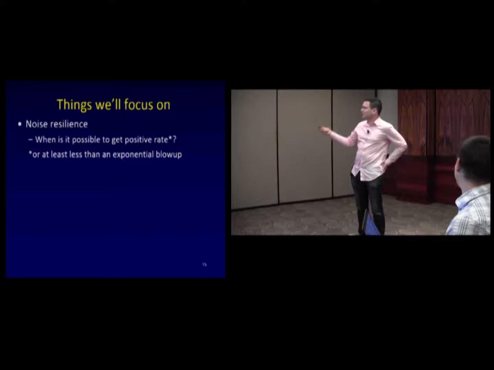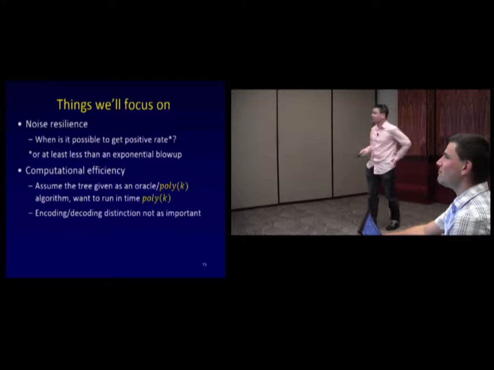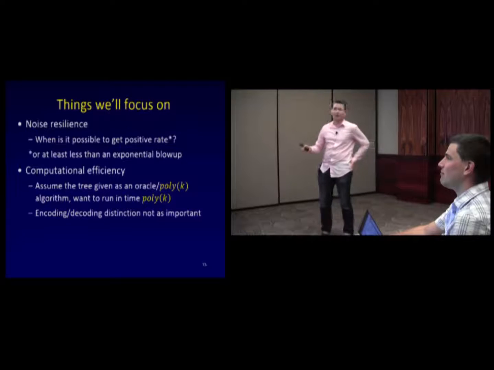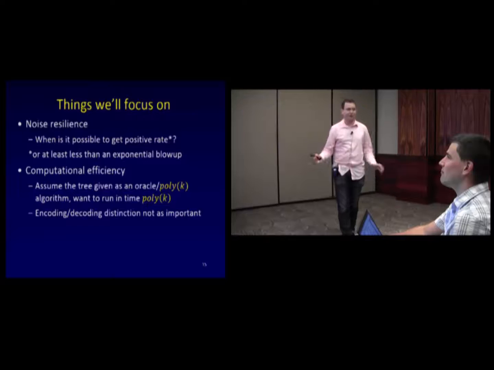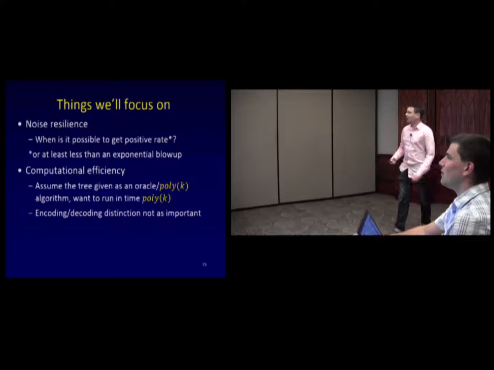So it's basically, when is it possible to avoid at least an exponential blowup, or actually get a constant positive rate? For what it's worth, if you don't care about efficiency, we don't have any examples where you are in between. So it's either constant or nothing.